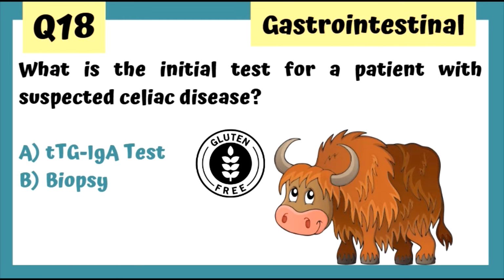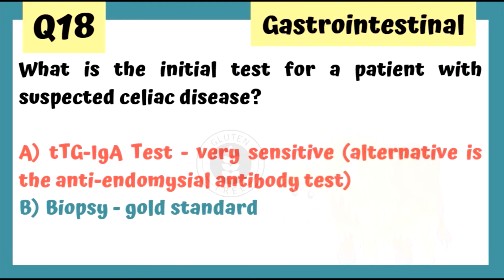And here we have the patient with celiac disease who has a gluten-free diet. So how would we initially test him? The answer is the TTG-IgA test, which is a very sensitive test, and the alternative is the anti-endomysial antibody test, as opposed to biopsy, which is the gold standard, but not the initial test.